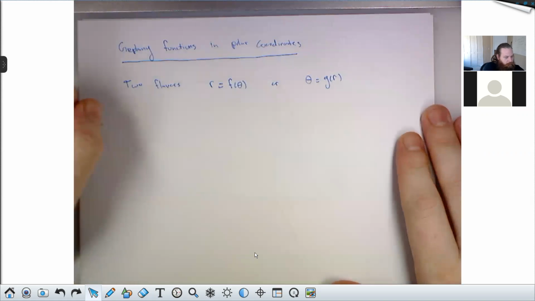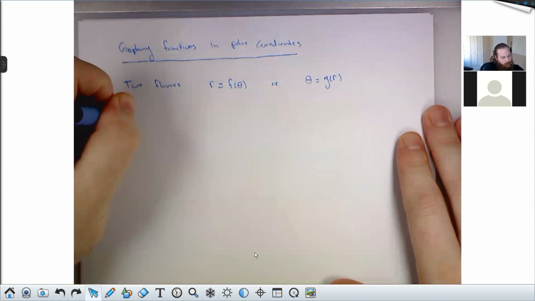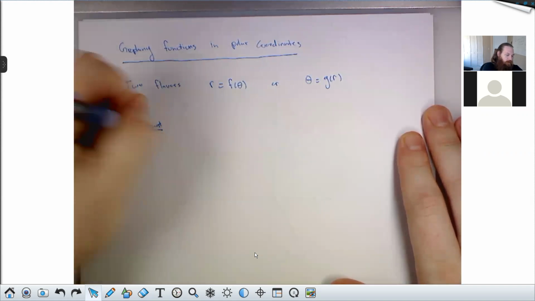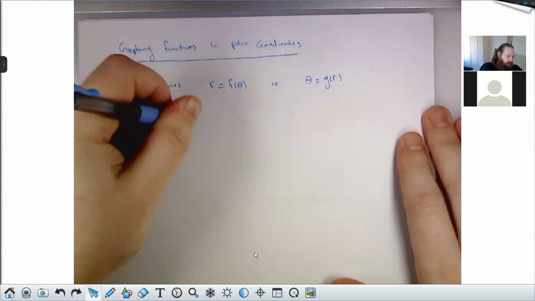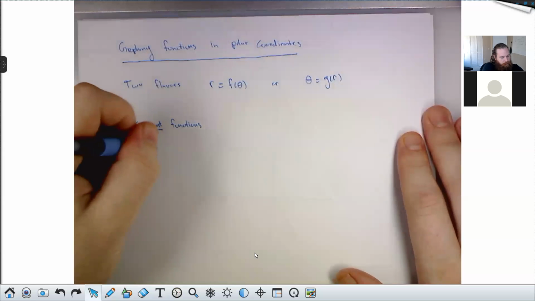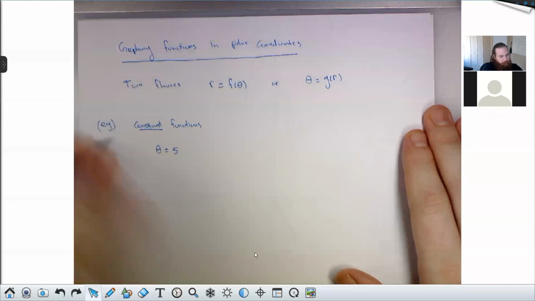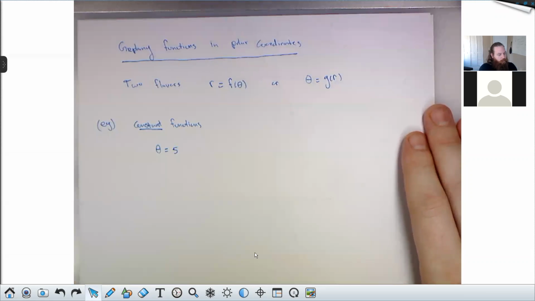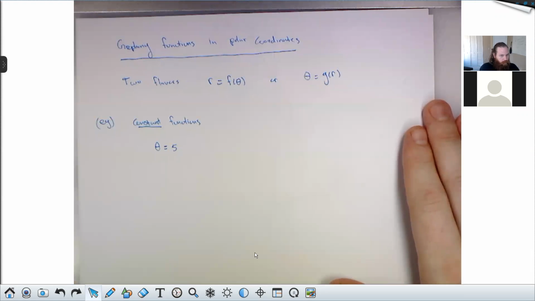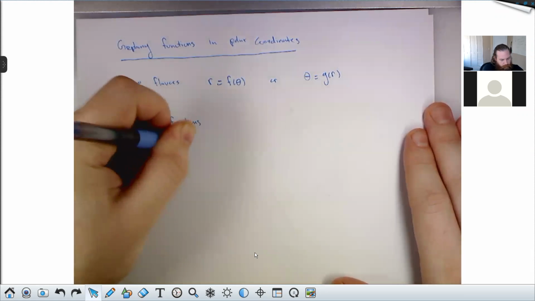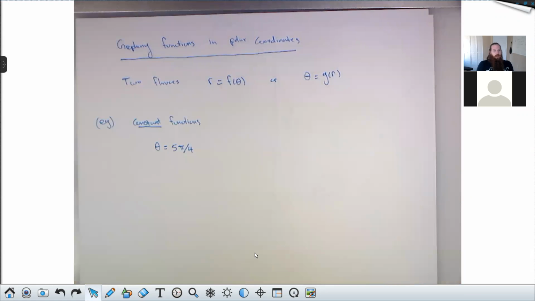Right. So my first example, constants. Like theta is equal to 5. So if I take all the polar points whose theta value is 5, and let me be silly here. How about 5 pi over 4? Let me use a value, a constant value there that's a little easier to work with.